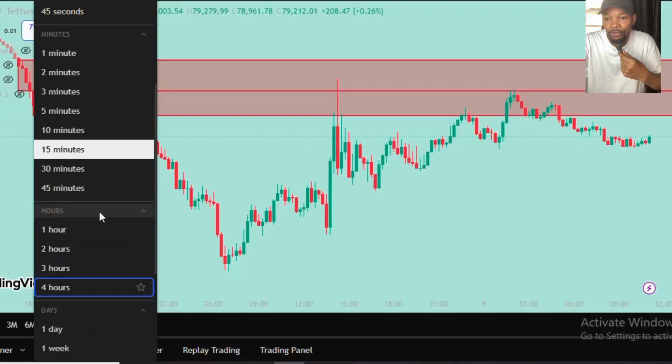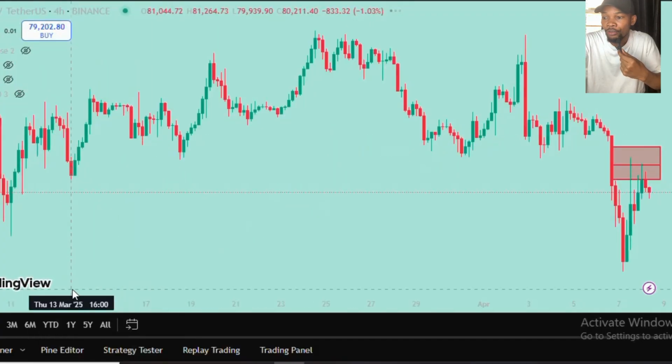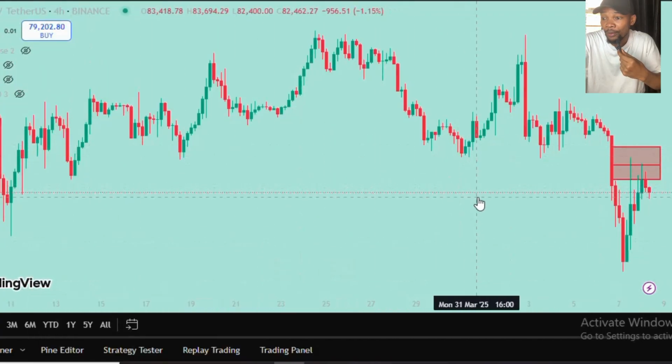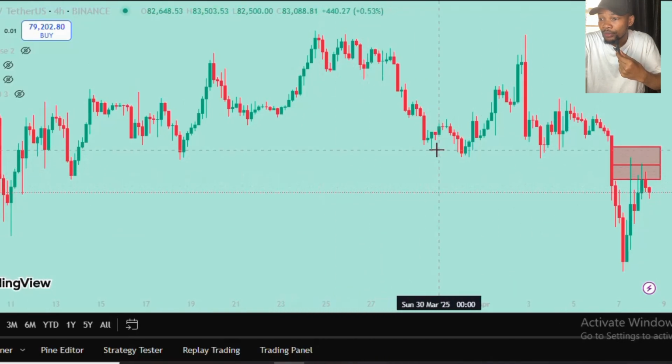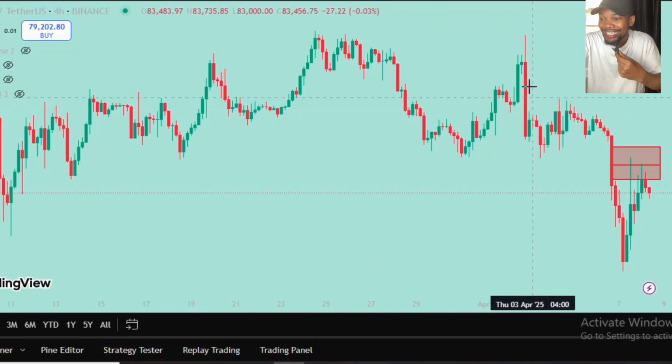Let's go to the 4 hour time frame, guys. This is the 4 hour time frame now. Okay, so beautiful. This is a massive fair value gap. You can see this is a massive fair value gap. This one is a massive fair value gap. It's a very big one. So I'm going to use this.